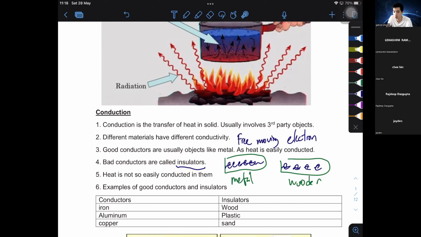Examples of insulators include rubber, plastic, wood, glass, sand, all these things that generally do not transfer electricity and heat, guys. And of course, heat is not easily conducted in them. Examples of good conductors include iron, aluminium, copper, which are essentially all the metals. And examples of insulators include wood, plastic, sand, and many more. Wool and all those kinds of things are also considered good insulators, as they do not transfer heat, guys.